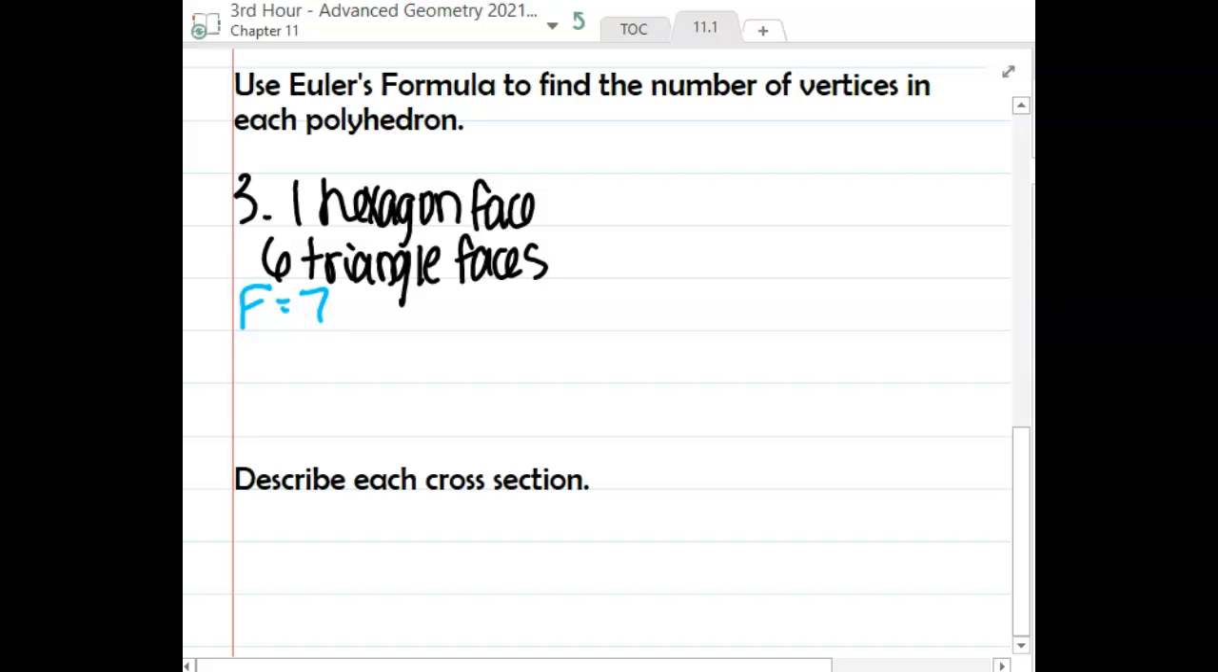Now, to find the number of edges, I think probably the easiest thing to do is kind of picture what this would look like, and I think it'd be kind of hard to find the number of edges without doing this. And you don't necessarily have to sketch it out.